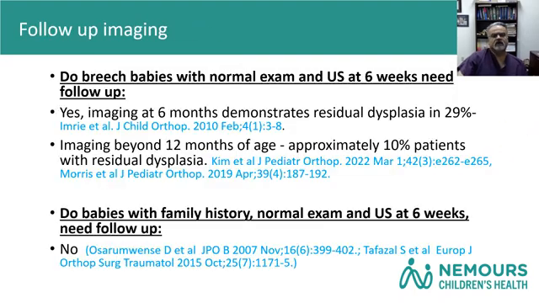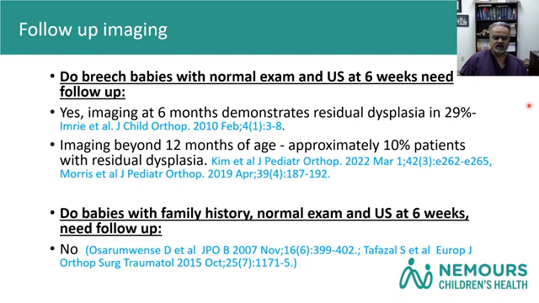So the next question that comes up is with follow-up imaging. And the two important high-risk groups are the breech babies and those with family history, and the follow-up strategies are slightly different for these. So when we have a breech baby who's had a normal ultrasound and exam at 6 weeks of age, we still do need to follow them because approximately 30% of them will have dysplasia at 6 months of age, and about 10% of them will have dysplasia when they're imaged at a year or slightly beyond.